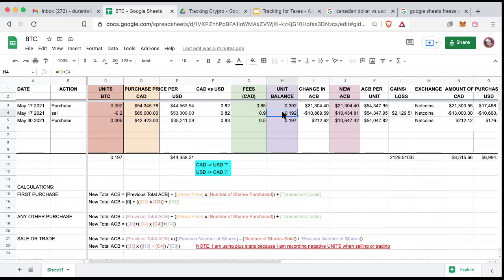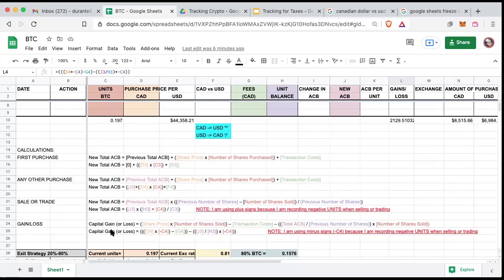And this column is just a simple math. Takes whatever was in H3, which was the previous number of units, plus whatever happened over here in the C column. And this is why our unit balance dropped, because we sold 0.2 units. Next, we need to calculate a gain because a sale took place. And so the calculation I have here matches what I wrote down here in gains as a sample calculation.